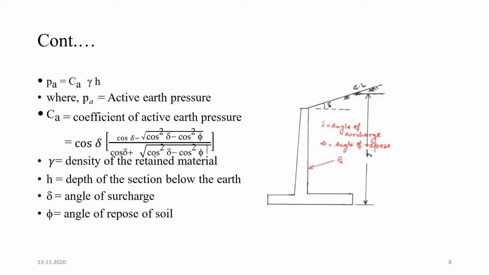This is the calculation for calculating an active earth pressure. P equal to Ca gamma H, where P is the active earth pressure, Ca is the coefficient of active earth pressure. Ca can be calculated by cos delta into cos delta minus root of cos square delta minus cos square phi, divided by cos delta plus root of cos square delta minus cos square phi. Here gamma is the density of the retained material, H is the depth of the section below the earth, delta is the angle of surcharge, and phi is the angle of repose of the soil. This is the figure.